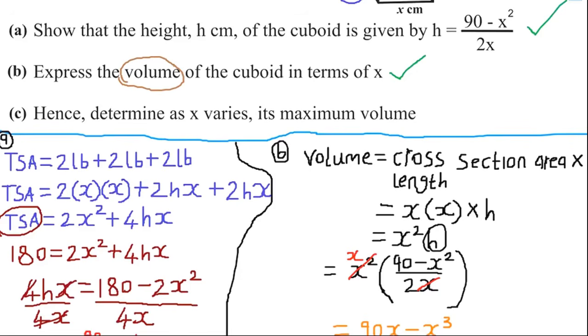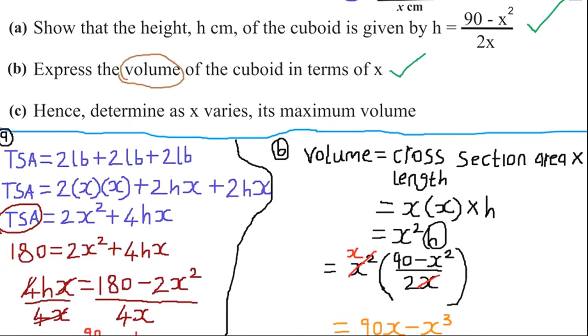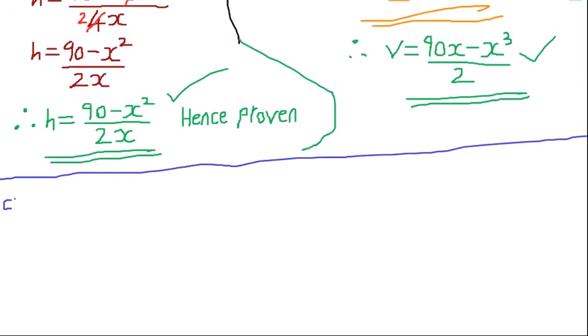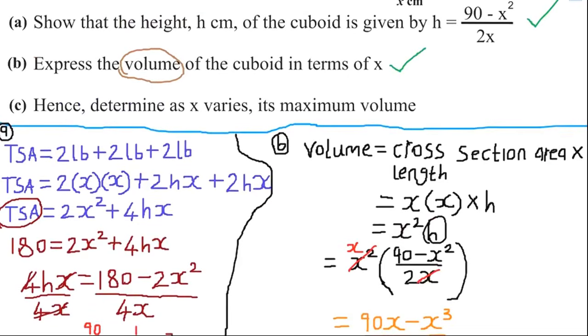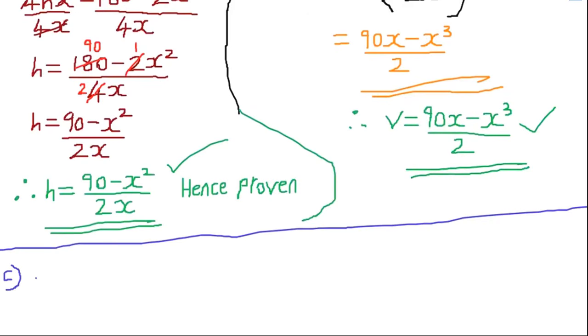So it says determine the maximum volume. So the maximum volume as x varies. Now we already found V. So we found V as V is equal to 90x.